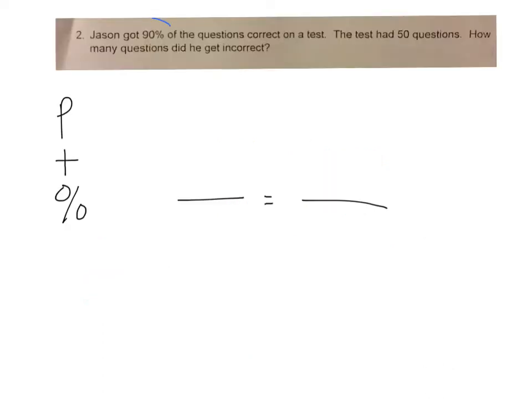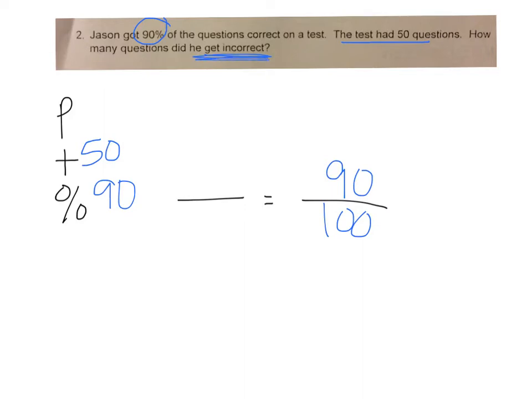Number two, we know the percent is 90 out of 100. We know that the test had 50 questions, so that's a total of 50 questions, and we want to know how many he got incorrect. So first, let's figure out how many he got correct. Again, cross multiply and divide, or find a multiplier.